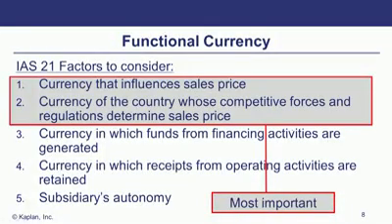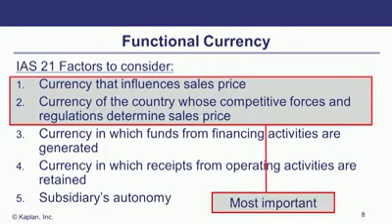Step 4, currency in which receipts from operating activities are retained. Now, what we're simply saying is, look, maybe our subsidiary retains and reinvests its profits, in which case its local currency might well be the functional currency. Alternatively, we might have a subsidiary that remits its earnings back to the parent by way of dividend, in which case we might find that the reporting currency, the parent's currency, is the functional currency.